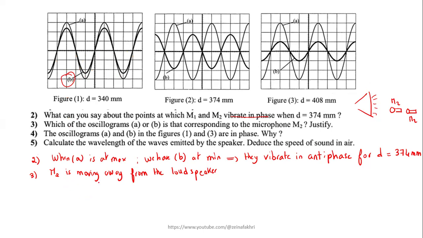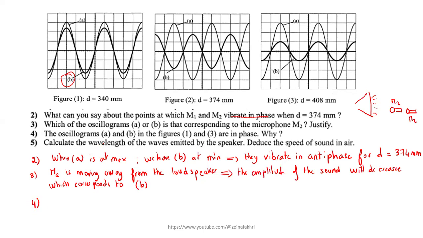So again, M2 is moving away from the loudspeaker, which implies the amplitude of the sound will decrease, which corresponds to oscillogram B.